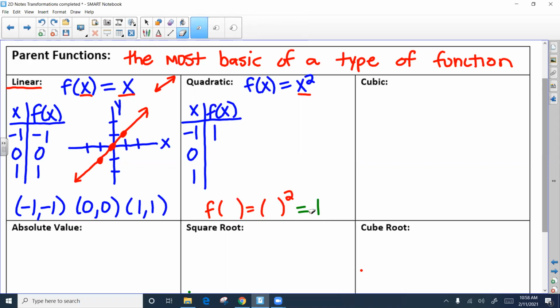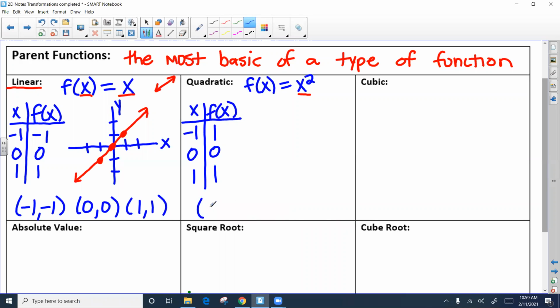Then I got to plug in a 0. So if I plug in a 0, f of 0 equals 0 squared. 0 squared is just 0. And if I plug in a 1, f of 1 equals 1 squared, which is 1. Okay, so these are our coordinate points for a quadratic function. I'm going to write those down at the bottom. So our coordinate points are -1, 1, 0, 0, and 1, 1.